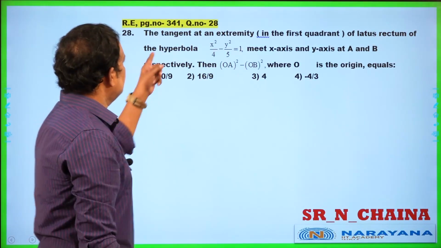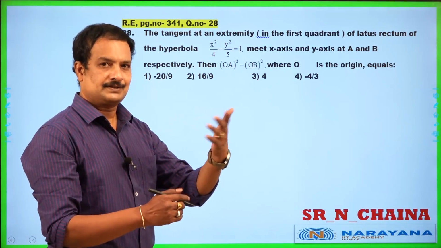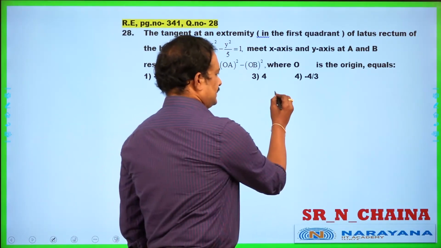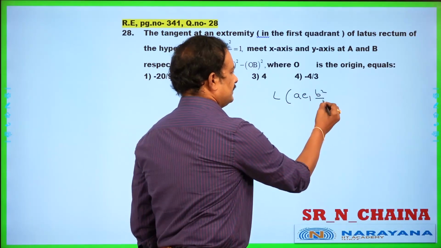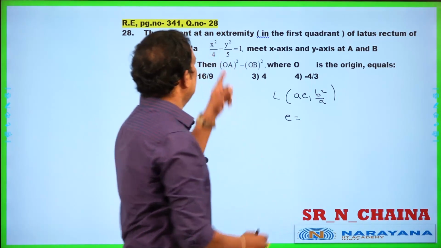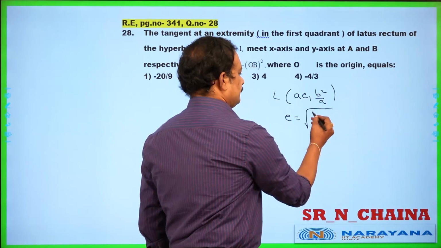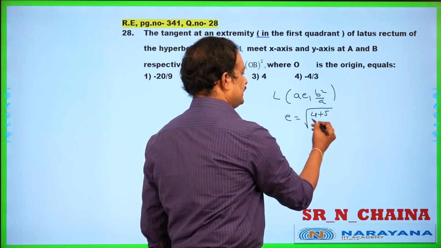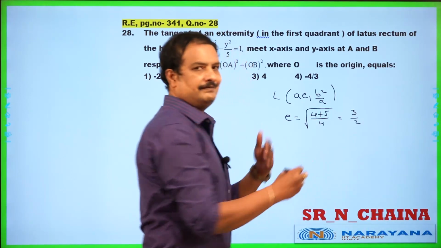So in this case, the tangent at an extremity in the first quadrant of the latus rectum. Okay, that too in the first quadrant. So that point, let us take it as L, is (ae, b square by a). So what is the e value? Let's calculate the e value first. Here a square is 4, b square is 5 there. So this is root over (4 plus 5) divided by 4. So this value is 3 by 2. That is the e value.